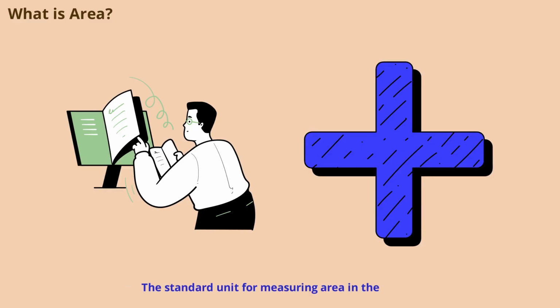The standard unit for measuring area in the International System of Units is the square meter, written as m². This unit helps us compare and calculate spaces, whether it's a tiny notebook or a huge football field. Understanding area is essential for many real-life tasks, from home improvement to planning a garden.